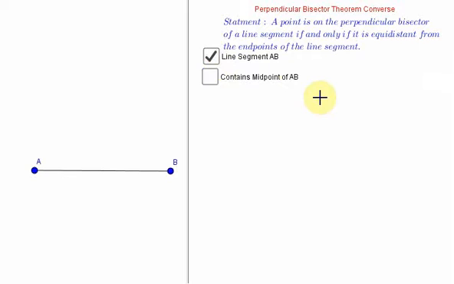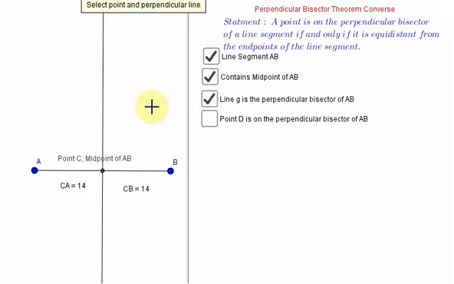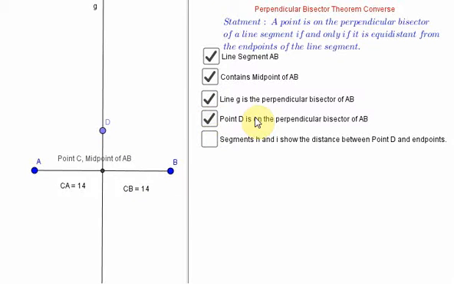Consider line segment AB, which contains the midpoint of AB. In this case, we're calling it point C. And it is the midpoint, as you can see, because CA and CB are congruent. Line G is the perpendicular bisector of AB. And then point D is on the perpendicular bisector of AB.